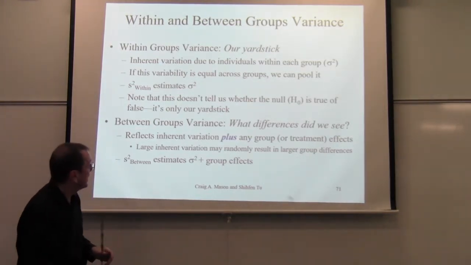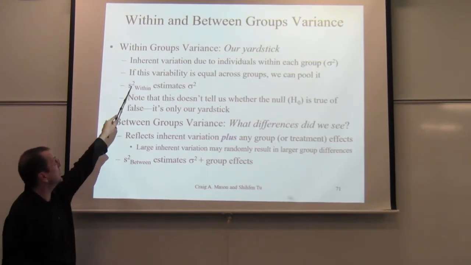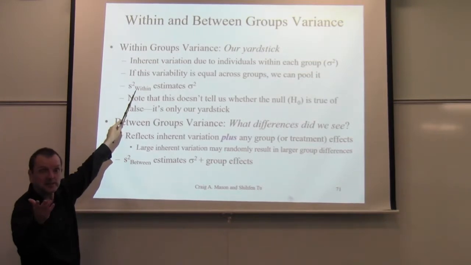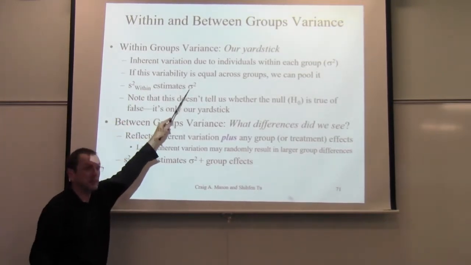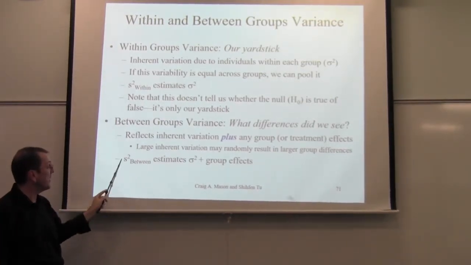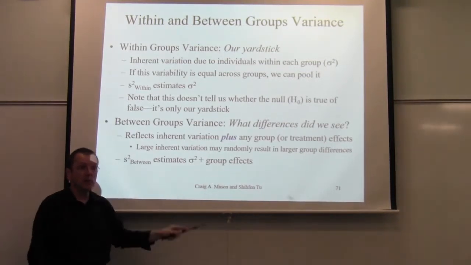You can see it mapped in little geek-ese. So the S squared between, notice we need to distinguish. S squared is variance, right? Because S was standard deviation, squared. The variance within estimates sigma squared. The between variance, and this is how you'll see it written, variance between estimates sigma squared plus any group effects.